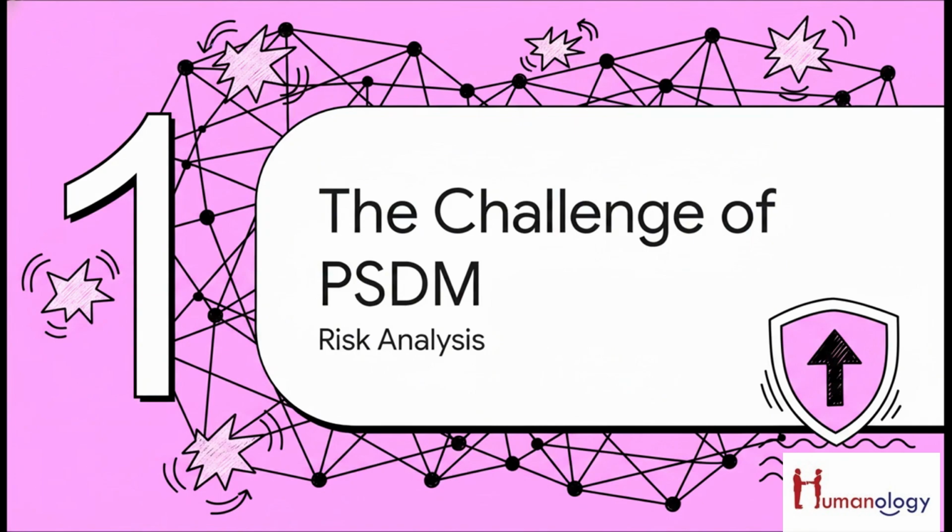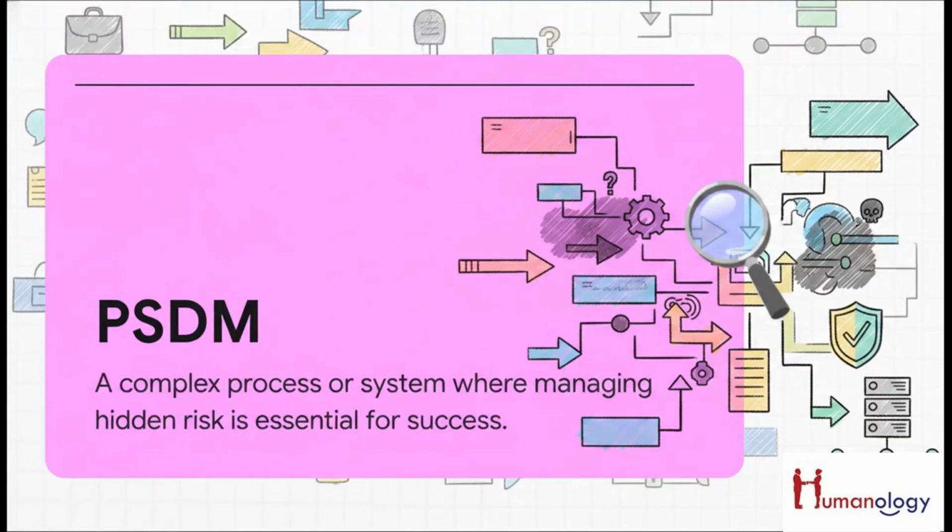So to really get our heads around the solution, we first have to understand the environment where the problem lives. We're talking about the challenge of something the source material calls PSDM. Yeah, it's a bit of a mouthful, but we'll break down what it really means right now. So, what is a PSDM? Well, think of it as any complex system where you absolutely have to manage hidden risks to succeed. Like developing a new app, launching a big marketing campaign, or even managing a huge construction project. In all of these, success hinges on dealing with the risks you can't easily see.